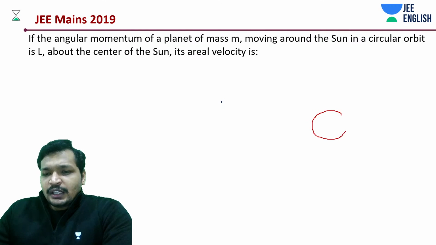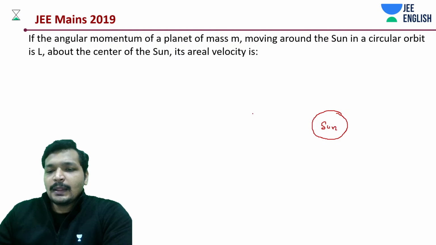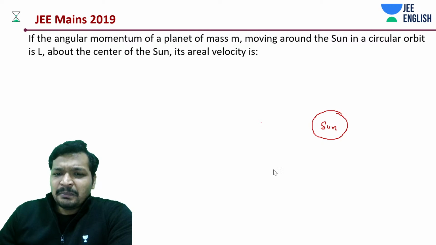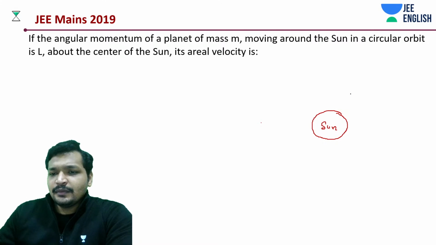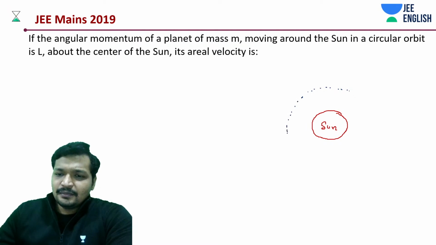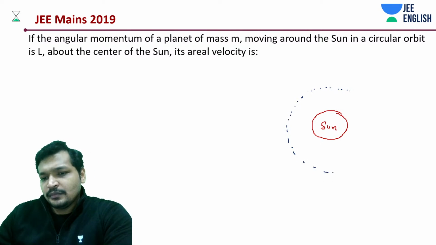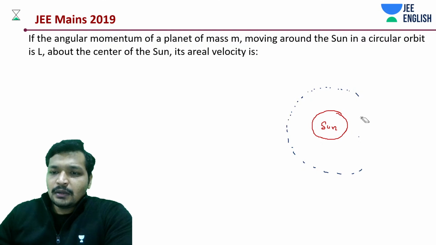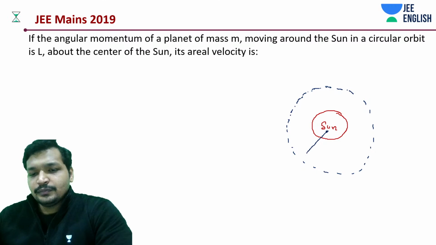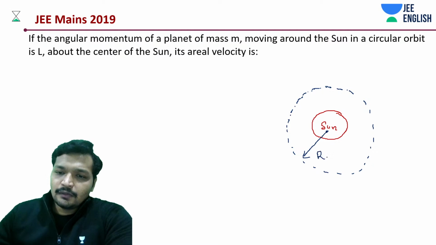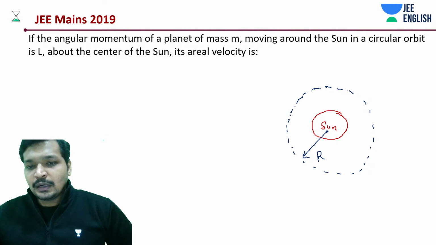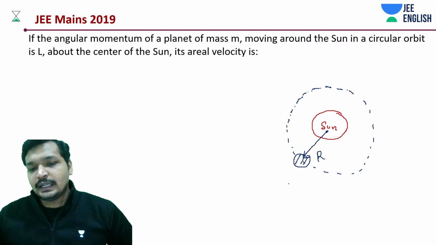So in this case, what is given to you? There is a sun. And then what do we have? We have a planet. And this planet is moving at a distance r from the center of the sun. Of course, it has some mass m.